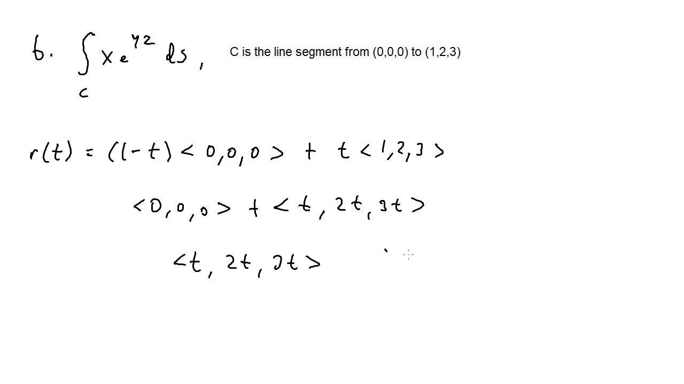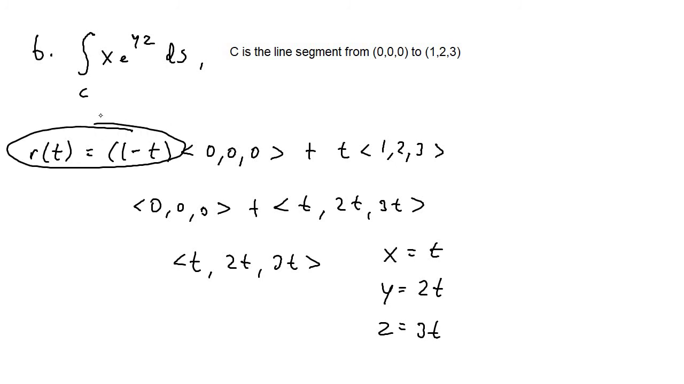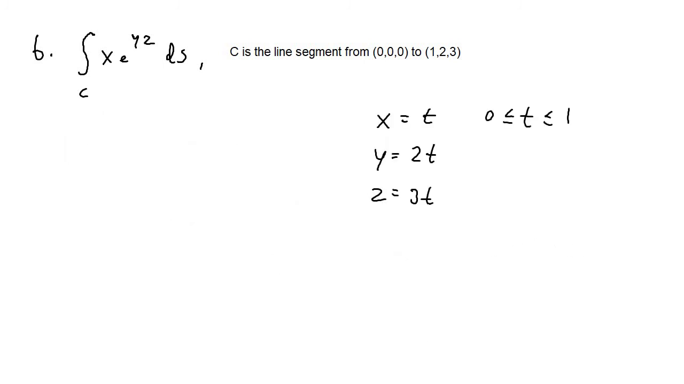So we can say that the x parametric equation is going to be equal to t, the y is the y component of 2t, and the z is the z component of 3t. And once again, because we used the formula to find the vector function r of t, our t bounds are from 0 to 1. So now let's go ahead and rewrite the integral.